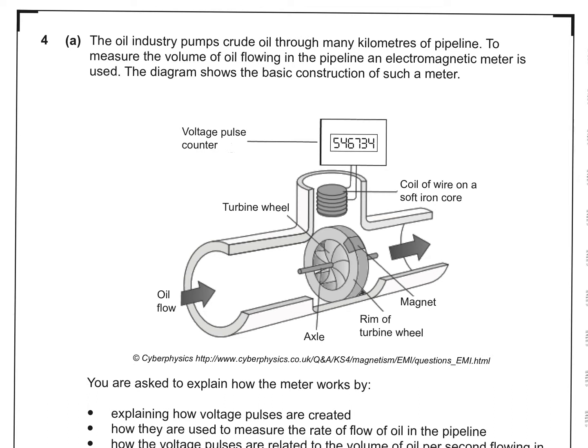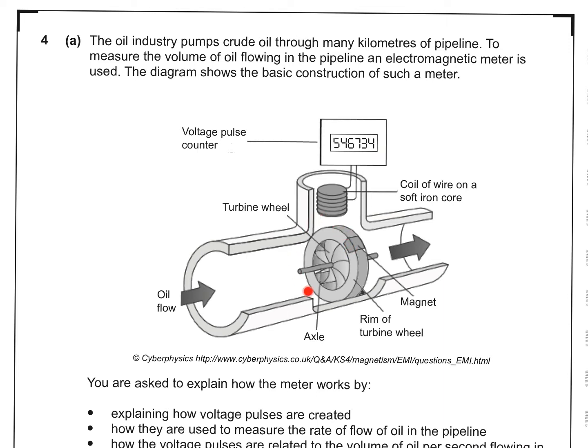To measure the volume of oil flowing in the pipeline, an electromagnetic meter is used, and the diagram shows the basic construction of such a meter. So the oil comes down through here, it drives the little turbine, and the turbine has a magnet attached to it, and as the magnet passes this coil, it produces a little pulse in the coil, and this counter counts pulses of voltage from the coil.